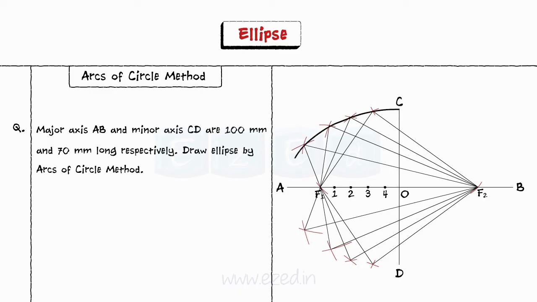Join all points by a smooth curve to get left half of the ellipse. Repeating the above steps, right half of the ellipse can be constructed. This is the required ellipse.